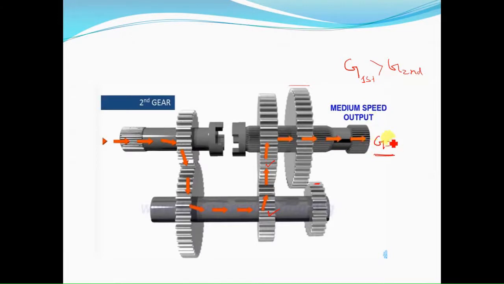So another gear ratio is formed, and this gear ratio provides a lesser amount of torque, but RPM will be higher with respect to the first gear ratio. RPM is higher. So this one is the second gear ratio.